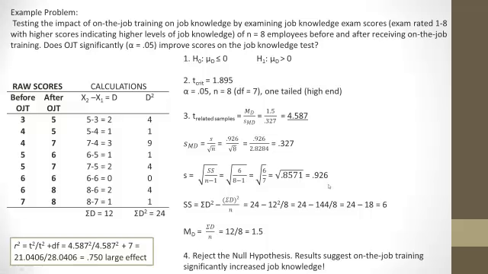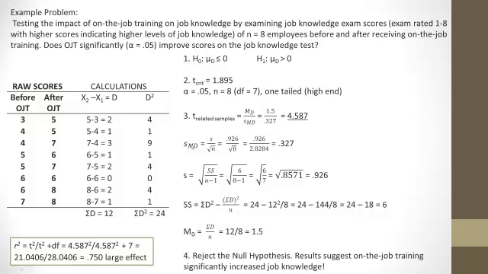So on average, the difference between time 1 and time 2, or before and after on-the-job training, the average difference or standard difference in job knowledge scores is about 0.926 points away from the mean difference of 1.5.